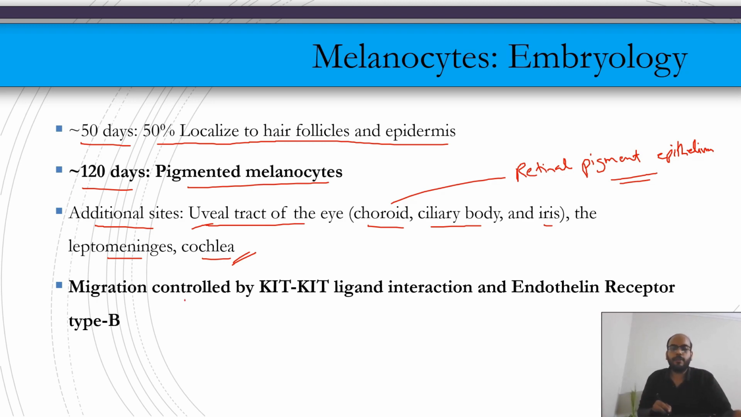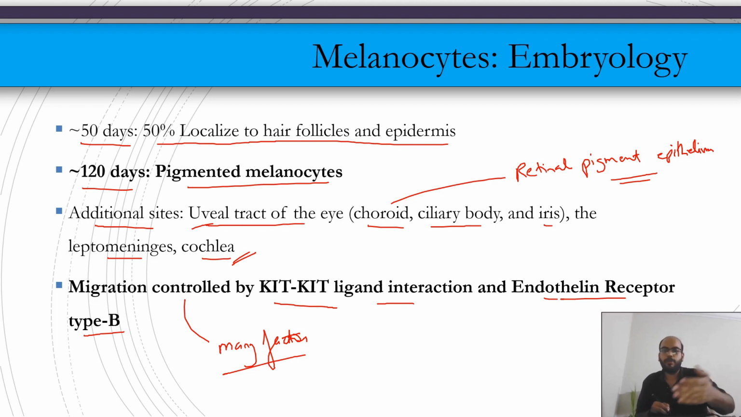The migration is controlled by many factors. There are many factors that control migration, but the most important or major factor is the KIT-KIT ligand interaction and endothelin receptor type B. These are responsible for proper migration of melanoblasts to the ventral site in the skin, and we'll learn about each of them specifically in this lecture.